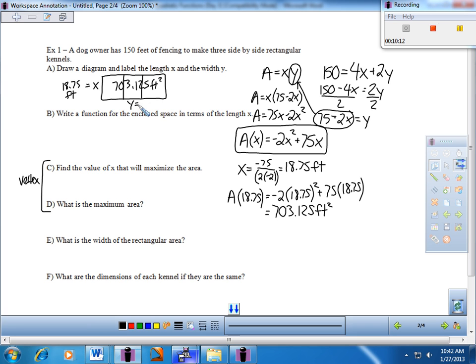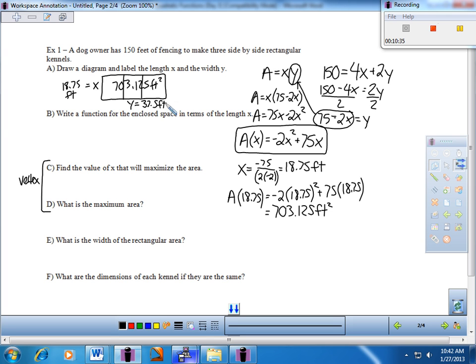Another way, I'm just staring at my board here. There are so many different mathematical relationships. In this case, if I have the x, can I come up with the y? Well, yeah, sure. 75 minus 2 times 18.75. Regardless, I believe if you do one of those two things, you get a width of 37.5. I seem to recall that piece.